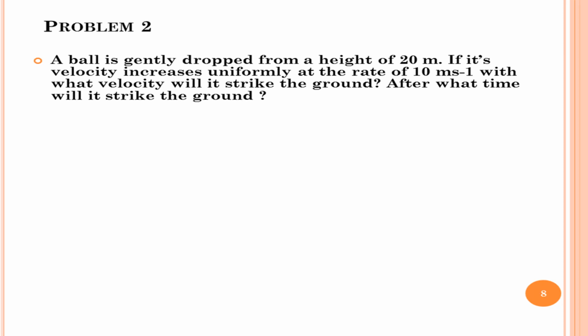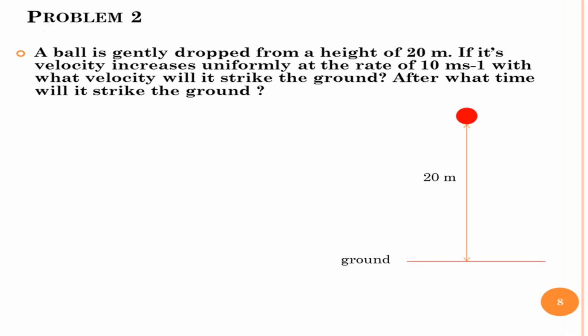A ball is gently dropped. Here, dropped in the sense its initial velocity will be equal to 0, from the height of 20 meter. So it means it is going to travel the entire 20 meter to reach the ground. If this is the ground, this is the particular point which is at a height of 20 meter. So the body is dropped from here. Before it reaches the ground, it would have covered a distance equal to 20 meters. So that is s.